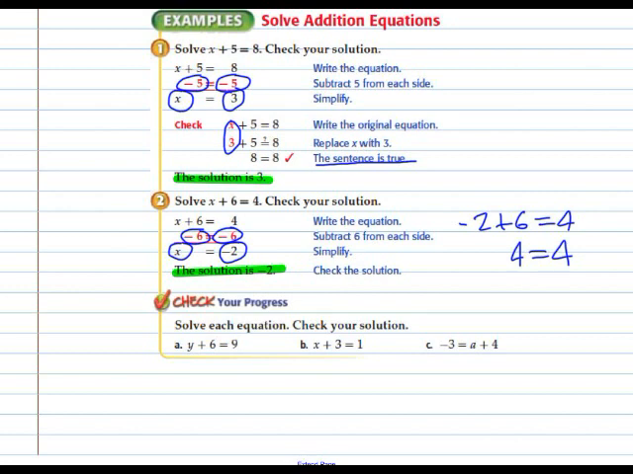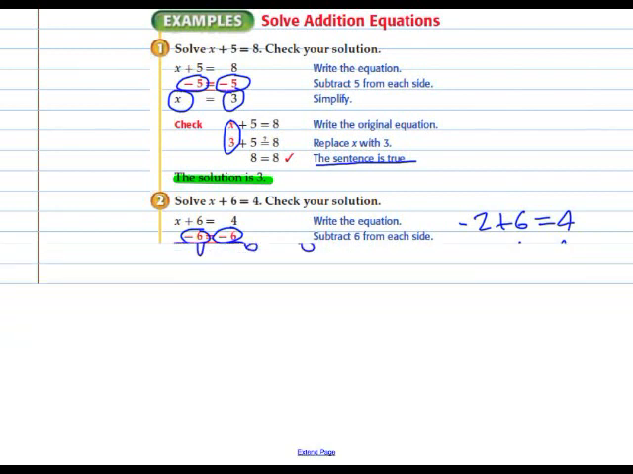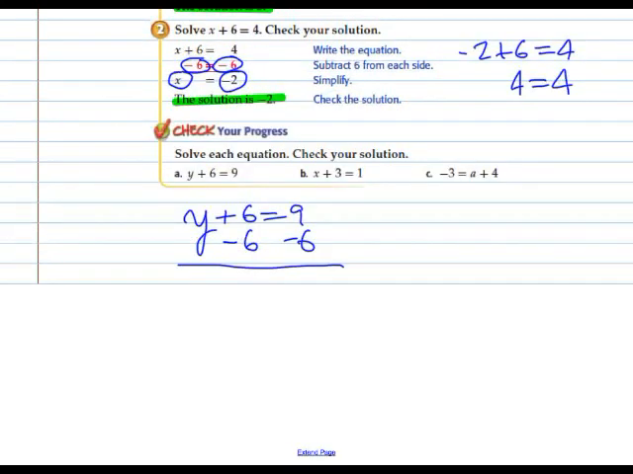In my 3 examples, y plus 6 equals 9. I'm going to subtract 6 from both sides of the equation. I get y equals 3. If I substitute 3 back into my original equation, I get a true statement, so 3 is the solution to my equation.